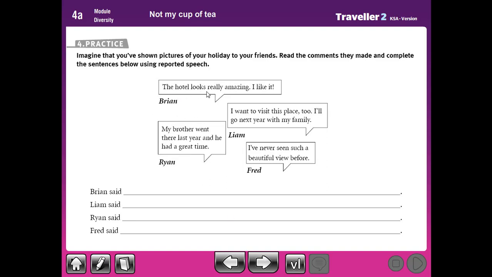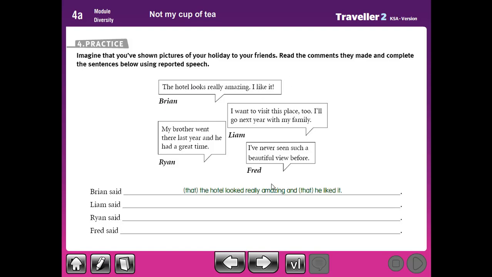We have here, "The hotel looks really amazing. I like it." So when we change this sentence, we start with Brian. So we say Brian said, as we have here. So the hotel, we don't change it. Looks, we change the present simple into past simple. So we say looked, really amazing. And I, we change I into he because we have Brian here as a man. And like into liked, right?